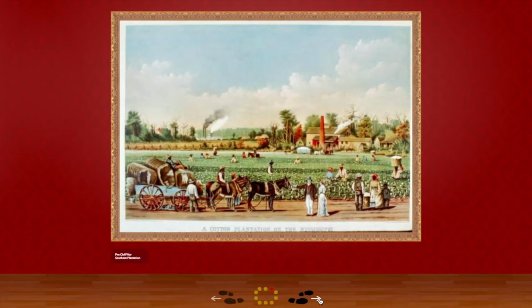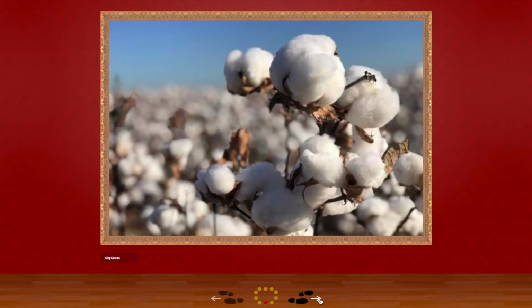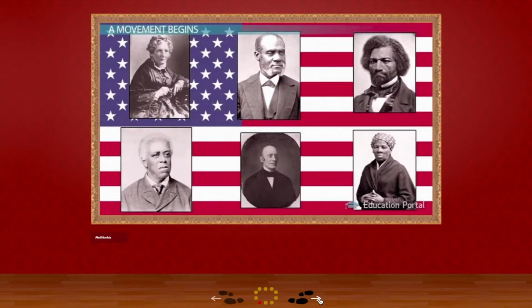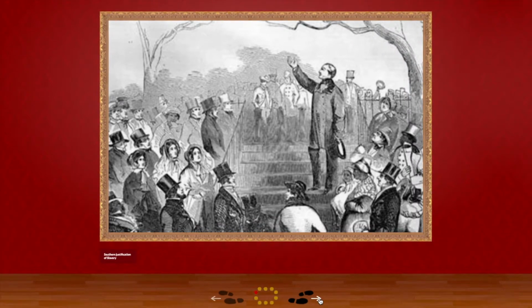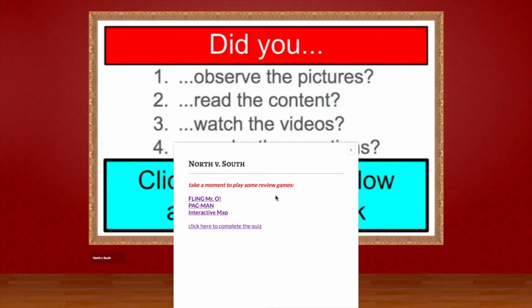Then you're going to click on the arrows, and that's going to walk you through the gallery, again, making sure that you're clicking on the captions, watching the videos, and thinking about the questions provided because you're going to be responsible for this information. Once you get done, it just gives you a quick reminder of what you need to do: observe the pictures, read the content, watch the videos, and of course, ponder or think about the questions. Then you're going to click on the caption below, and it's going to give you three options. Three review options, and then you can go ahead and take the test.